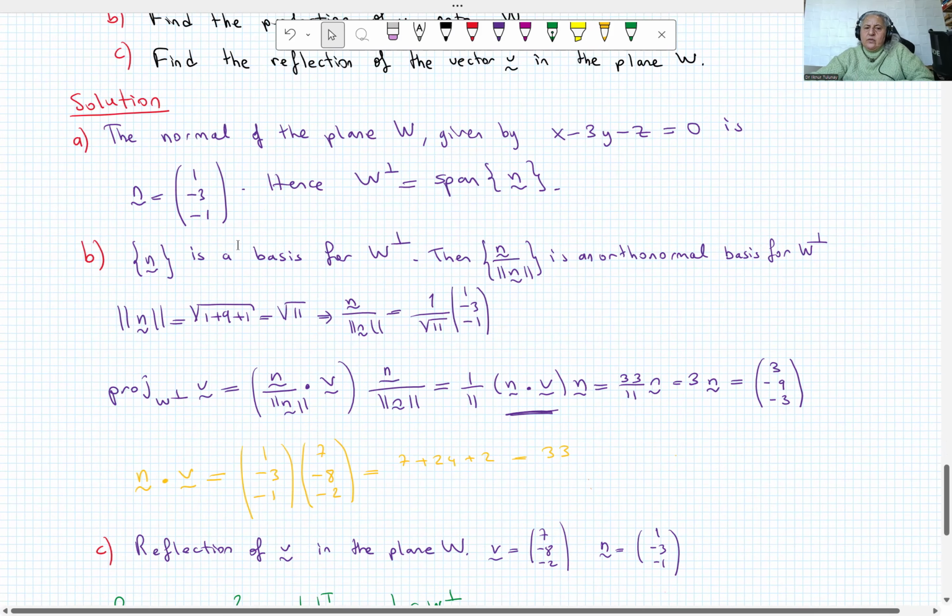Now, a normal vector is a basis for the complement. It is one vector, so there is no other vector we can check the orthogonality against. It is orthonormal because there's one. But you need to make this vector into a unit vector. So this is why we need to divide by its length.